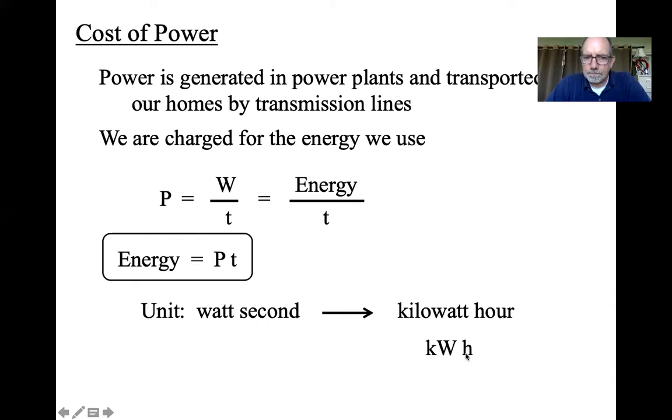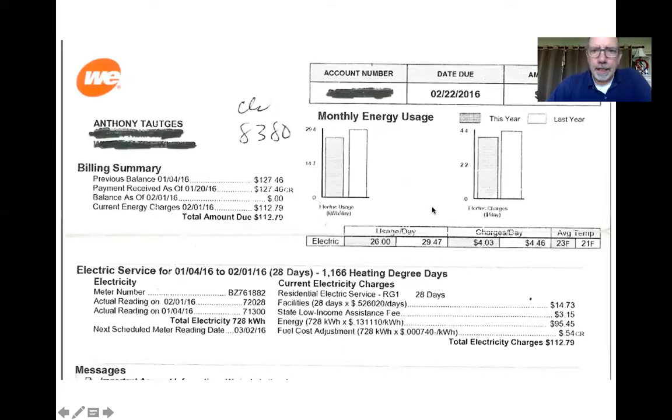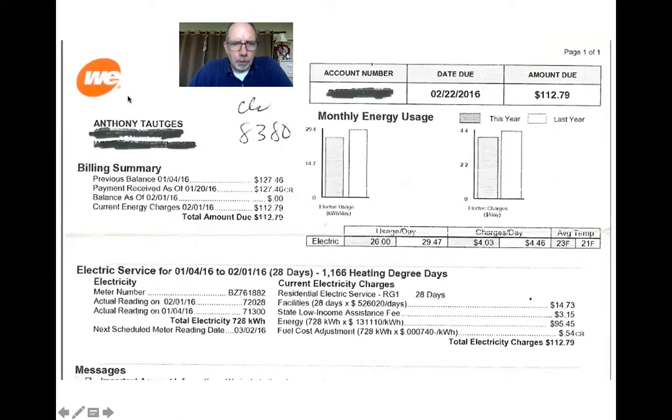Now here is an actual electric bill. It's my electric bill from a few years ago, back when I lived in Wisconsin. There was a meter on my home, and they came out and measured the reading on that date, and about a month earlier it was that, and by subtraction they determined that my home used 728 kilowatt hours of energy for that month. That was a typical month.